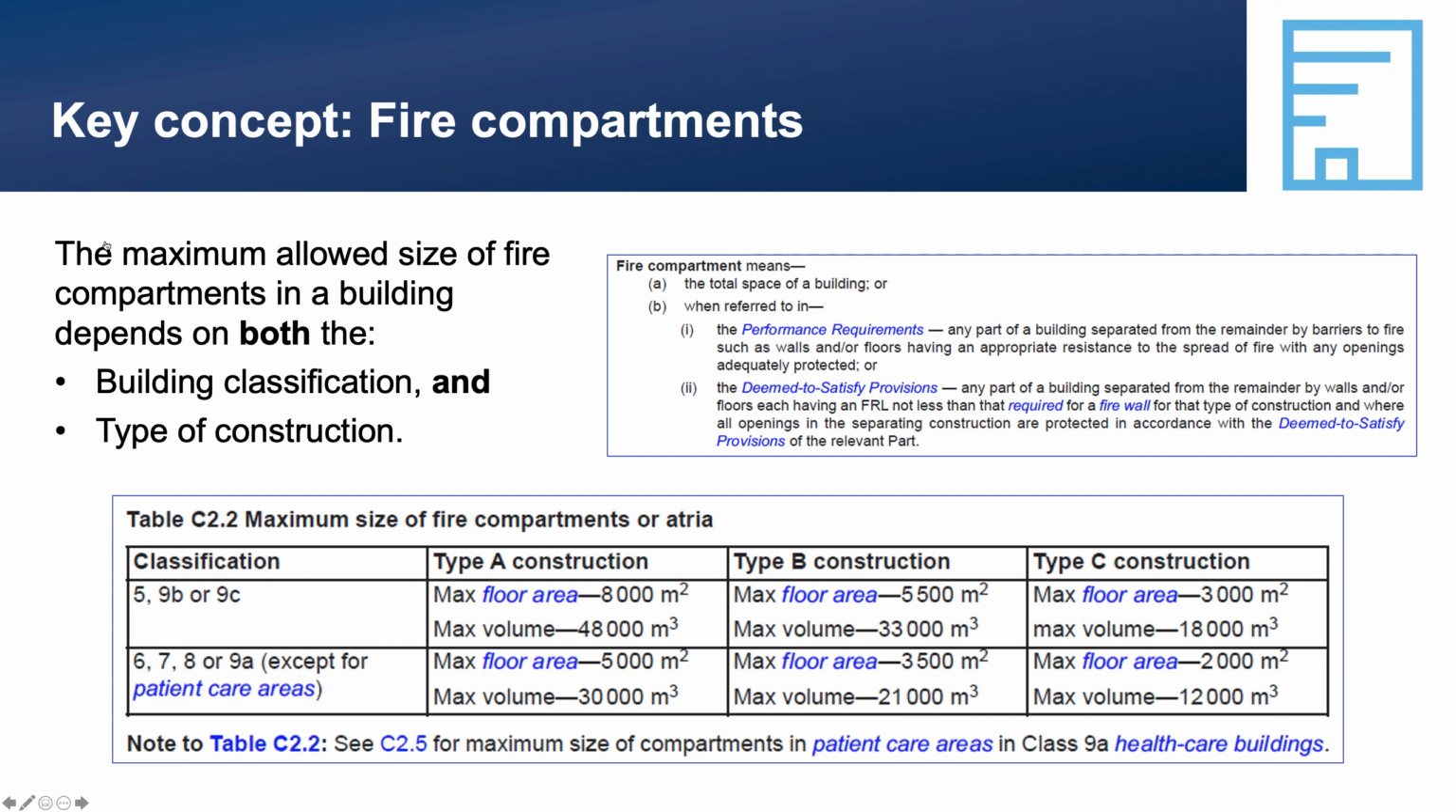If this would result in a space or spaces, i.e. fire compartments, that are too small to be practical for the purpose of the building, then the designer or builder could use a more fire-resistant type of construction, i.e. Type B or Type A. This would then allow design and building of larger spaces while still complying with performance requirements. There are special rules for large isolated buildings of class 5 to 9 in C 2.3.